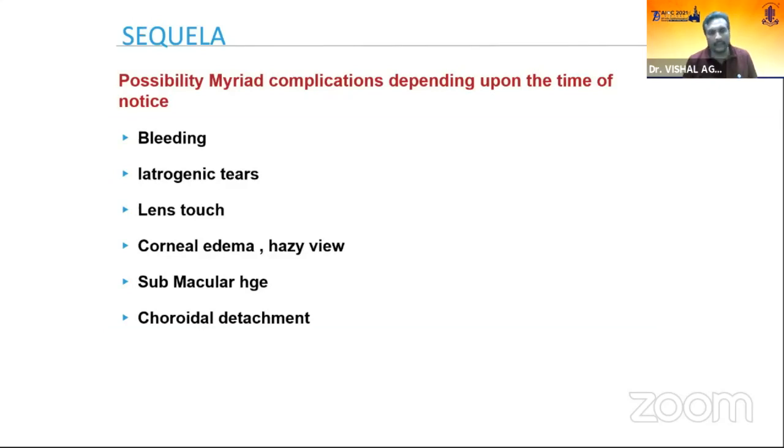In the sequelae part, there is a possibility of a myriad of complications depending on when this complication occurs. It can lead to bleeding, it can lead to iatrogenic tears because of a sudden globe collapse, it can lead to anterior lens touch and cataract formation, corneal edema, hazy view, submacular hemorrhage, as Dr. Lalit mentioned, and choroidal detachment.